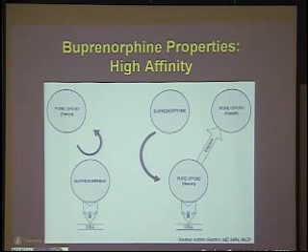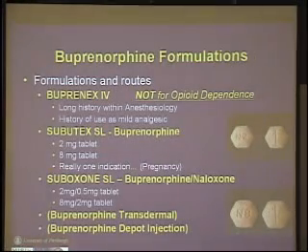And we'll talk about this with induction with Dr. McNicholas in the next talk: if you're on a pure opiate like methadone or heroin and you provide buprenorphine, that'll kick that pure agonist off because of that high affinity, and that has implications for how you dose and induce people on buprenorphine.